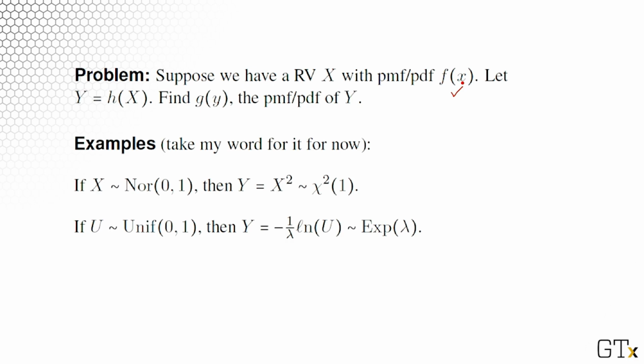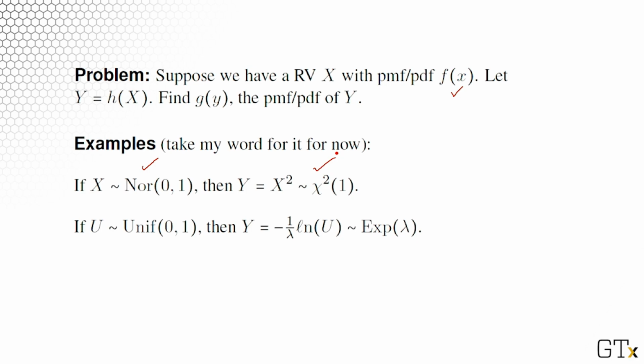Here are some examples, and take my word that these work. It turns out if x is normal(0,1), we'll talk about that distribution later on, it so happens that if I take the square of that, I get a chi-square distribution. Even if you don't know what those are, if I square a normal, I get a chi-square. It's because of this lecture.